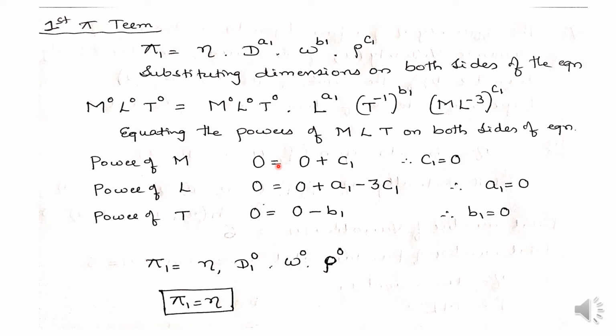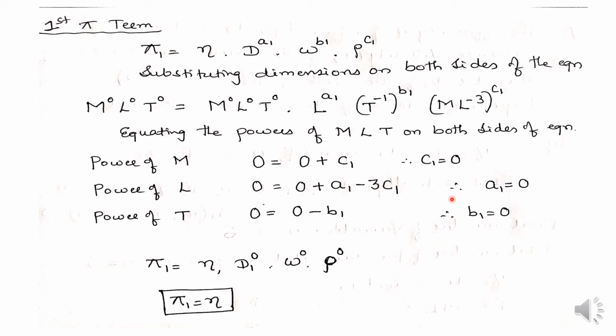Next, power of L. In the LH side of the equation, power of L is 0. You can see here, power of L is 0 in the LH side of the equation. In the right hand side of the equation, power of L is a1 minus 3c1. You can write here minus 3c1. I have written it from here, minus 3c1. So c1 is already 0. If I substitute c1 equal to 0 here, then my a1 term will be equal to 0.